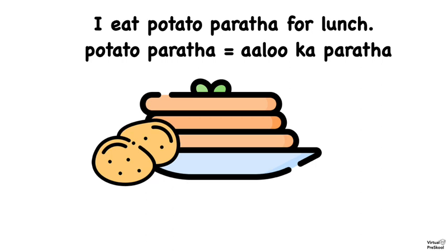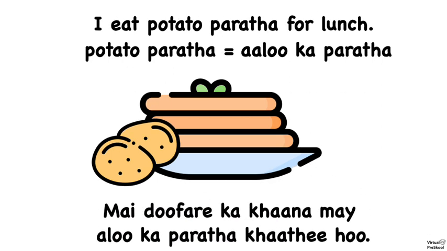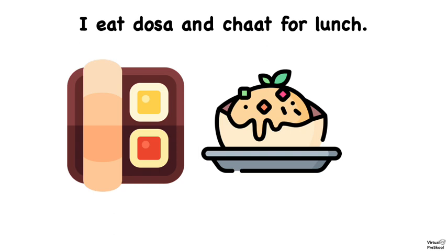So now that you know that, how would we say the sentence, I eat potato paratha for lunch? मैं दोपहर का खाना में आलू का पराठा खाती हूँ. Okay, let's do this one. I eat dosa and chaat for lunch. How would we say this in Hindi?